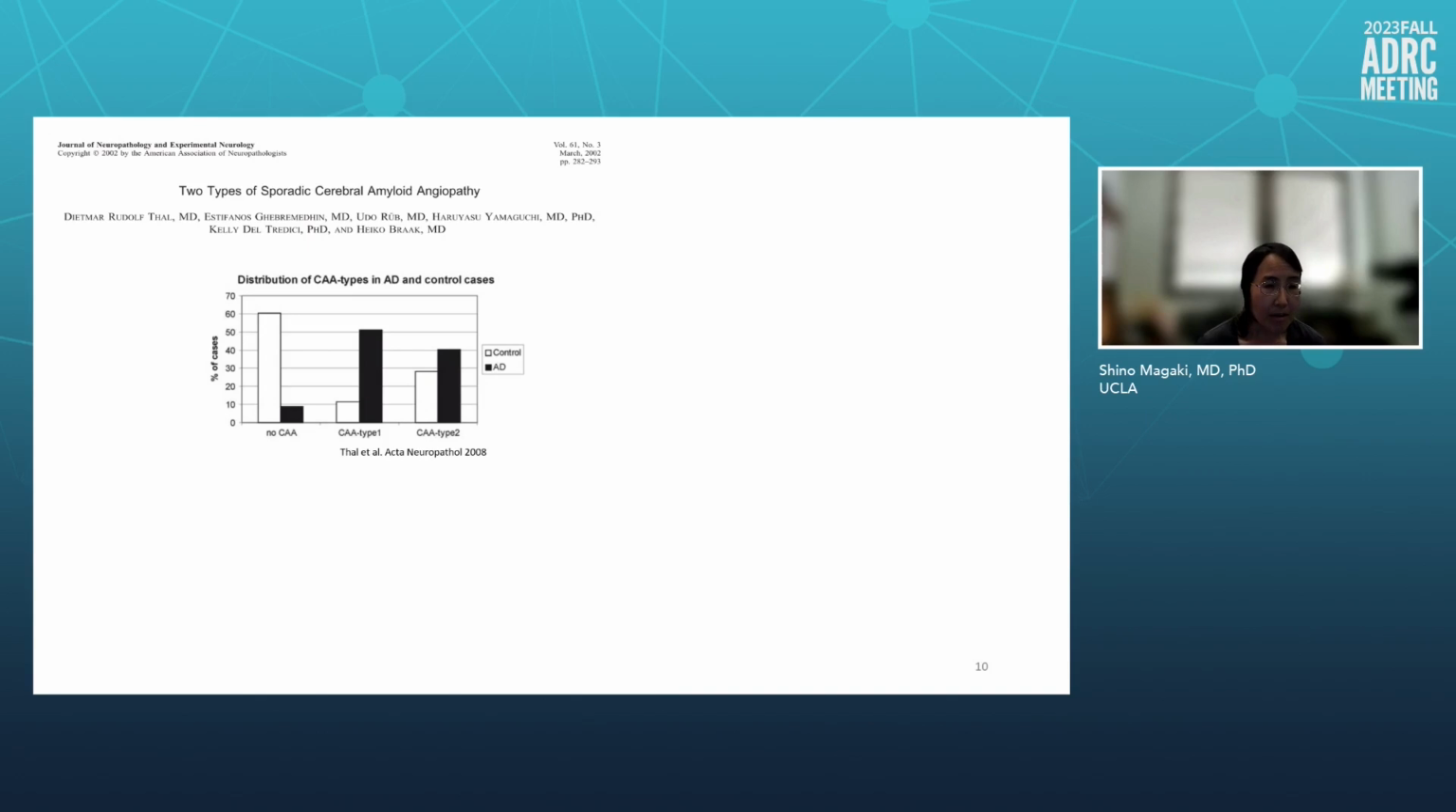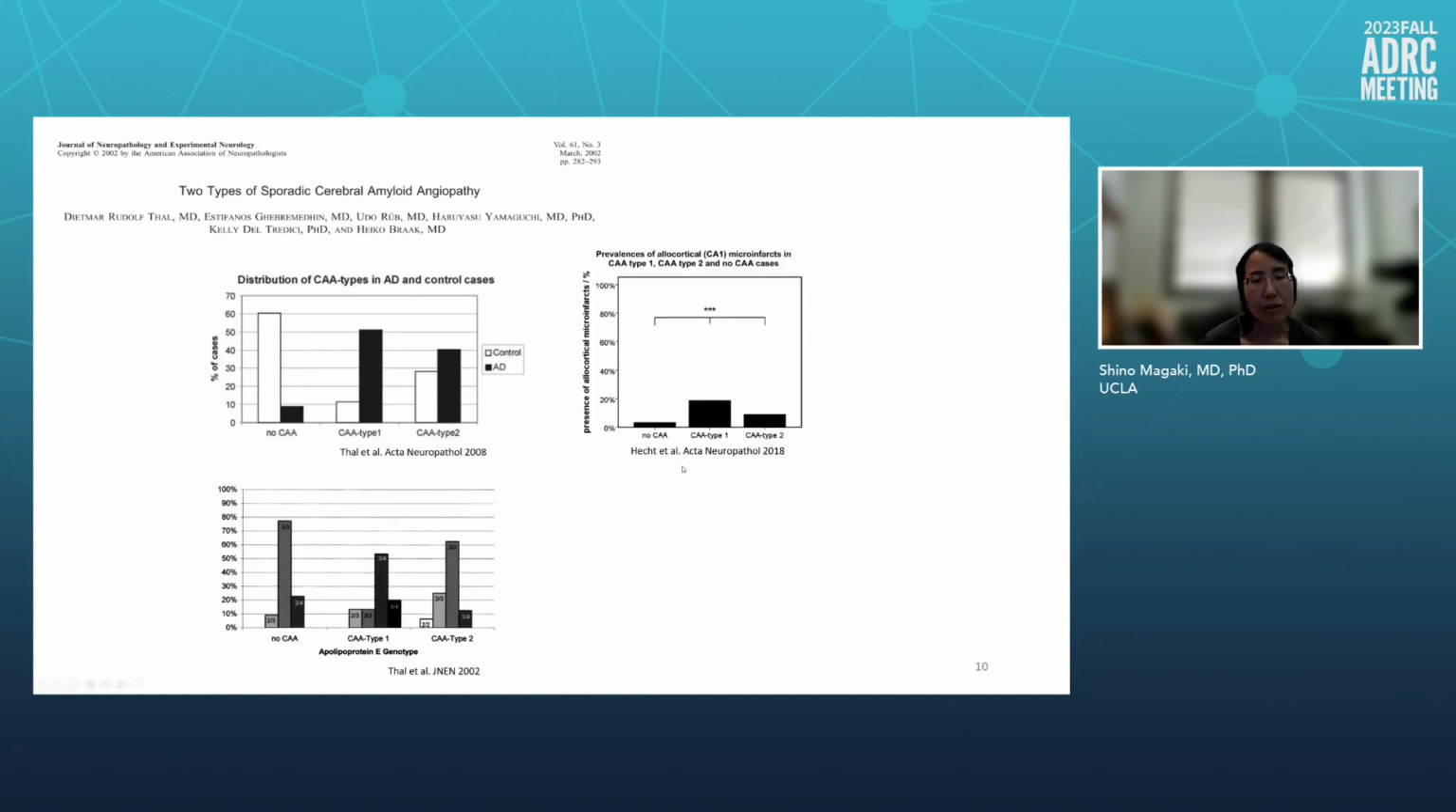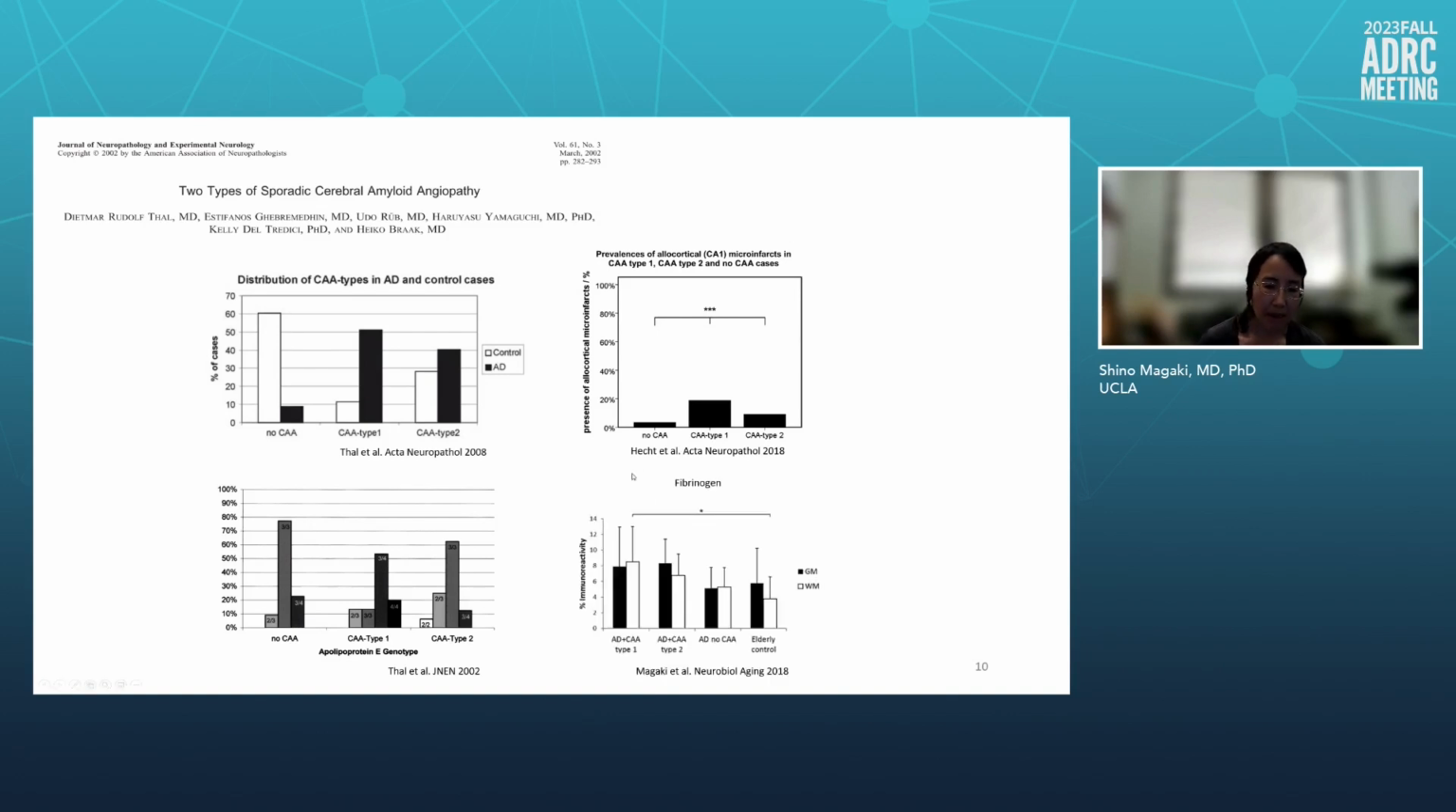And they found that capillary CAA was more strongly associated with Alzheimer's disease and a greater A beta plaque load. They also showed that the capillary CAA was strongly associated with the APOE epsilon 4 allele, whereas non-capillary CAA was associated with epsilon 2 allele. And although CAA is overall associated with increased microinfarcts, in the hippocampus specifically, they only found that the capillary CAA or CAA type 1 was associated with the microinfarcts. And finally, in our cohort, we found that evidence of blood-brain barrier breakdown, fibrinogen leakage, was only seen in capillary CAA and the occipital lobe.